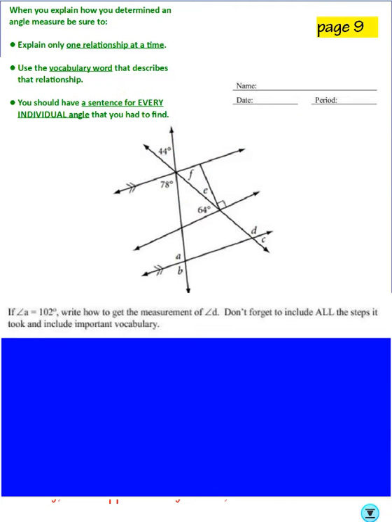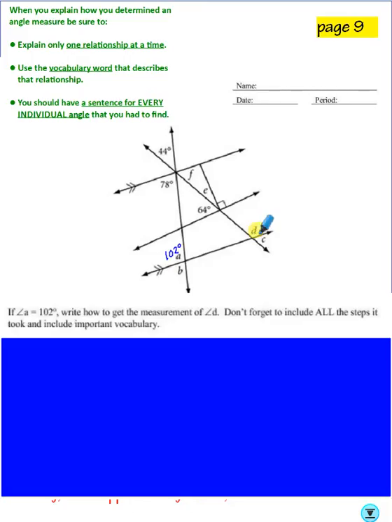All right, now let's do the second problem on this page. By the way, pause it if you didn't get the last notes. Take it back, get all those notes before you go on. All right, this last question is saying, if angle A is worth 102, so I'm going to go to angle A, I'll write 102 degrees there, write how to get the measurement of angle D. So what I've got to find is over here.